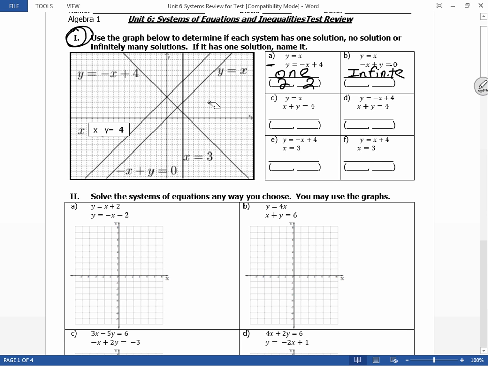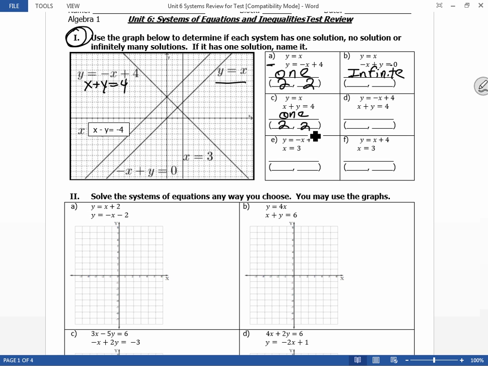For C, we're once again doing y equals x, and now x plus 4 equals y. Well, this is the same problem here, and you'd have to figure that out. But if you solve that for y, you would get that problem right there. And so that, once again, is one solution, and it's 2, 2. It's important to remember there's several different ways in which we can write the equation for a line.